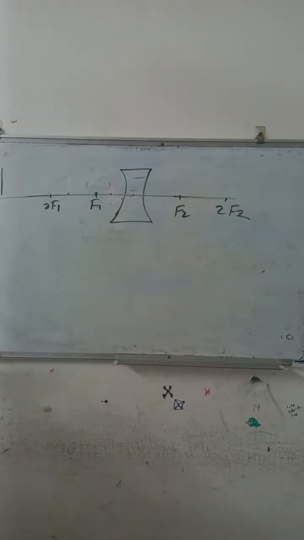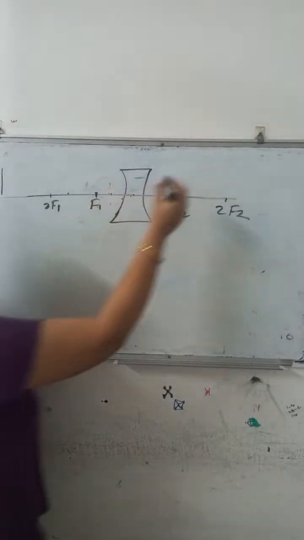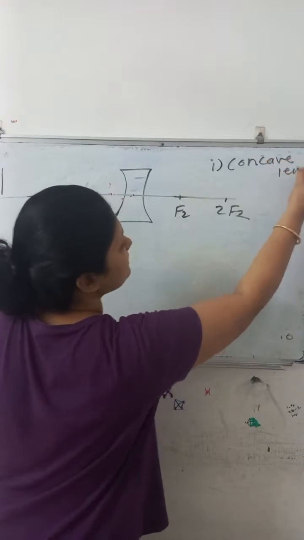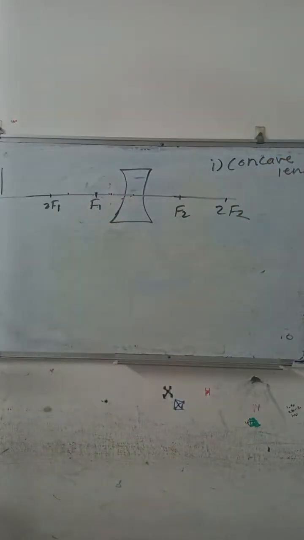This statement is very important: it is always erect and diminished. That means this is what? The concave lens. Very important. Yesterday I told you, if you check your NCERT textbook, that table is given. Only a concave lens gives all erect images. If you check the last column, there it is: always an erect and diminished image by using a concave lens.